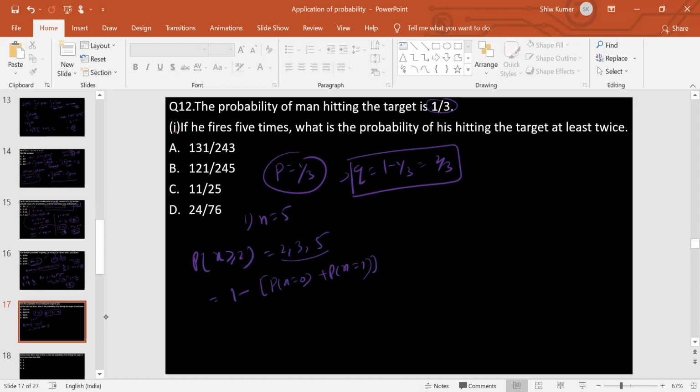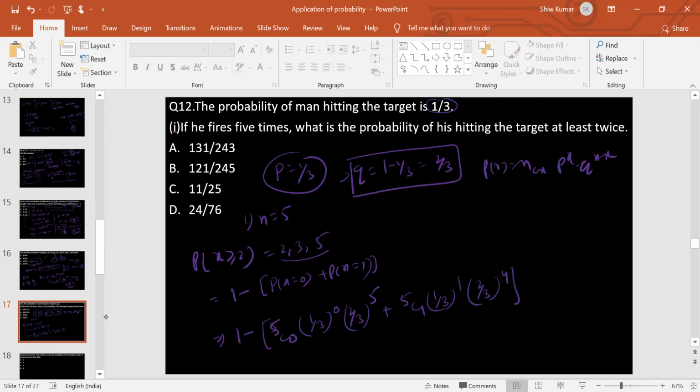The probability of hitting the target here at 0 times and at 1 time is given as 1 minus 5C0. I'll apply the formula here. P of x we know that it's nCx p raised to x q raised to n minus x. P value is here how much? 1 by 3 to power 0, 2 by 3 to power 5 minus 0 is 5. And hitting the target at x equal to 1, it means 5C1, 1 by 3 to power 1 and 2 by 3 to power 4.